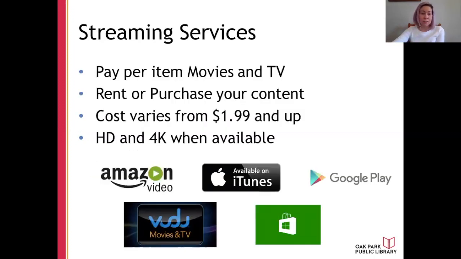Other streaming services that you can access, they all have movies and television that you can just purchase. So you can rent or purchase your content. Cost varies anywhere from $1.99 and up. Comes HD and 4K when available. So sometimes new movies will come out on demand to stream or to rent. And then like Amazon or iTunes, Google Play, all of those, you can just rent them from those directly as opposed to just subscribing. This is going to add up more over time if you do it that way, but every once in a while, if you want to rent a movie that just came out, that's a good way to go.